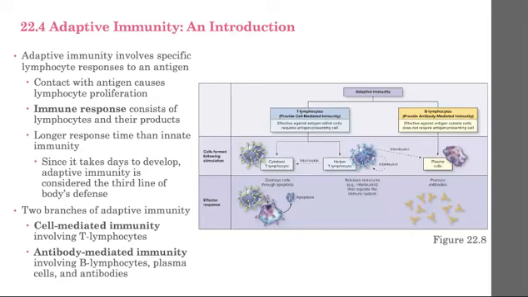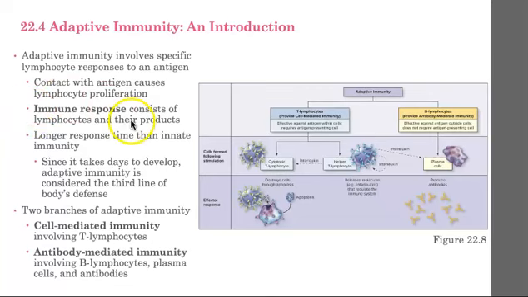And so that will help with our immune response, and they'll secrete certain products that will, again, amplify that immune response. And as we mentioned before in previous sections, they will have a longer response time. It takes time to tailor-make that immune response to a specific antigen. And since it takes days to develop, they are considered our third line of defense. Remember that the first two lines of defenses were within our innate immune response.